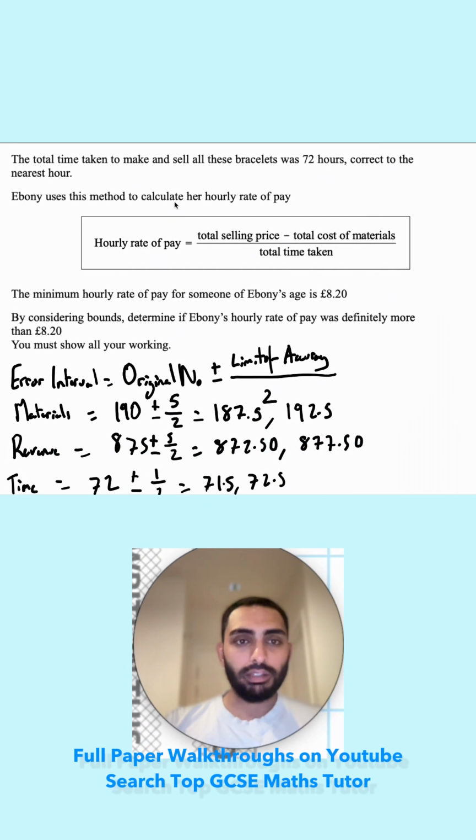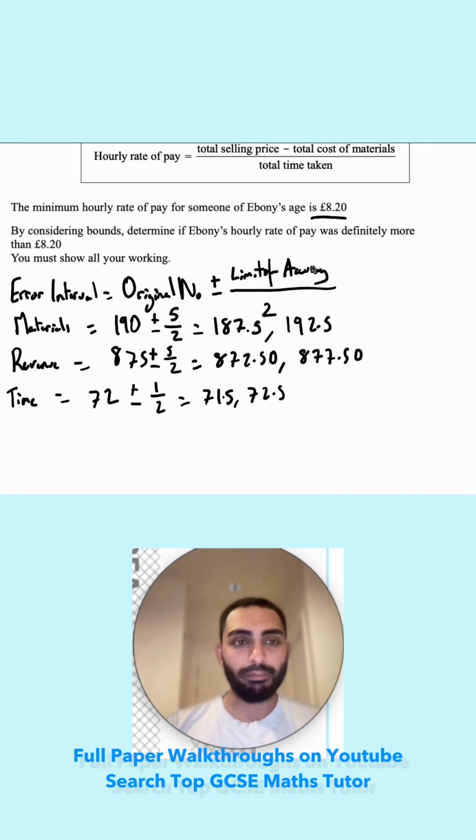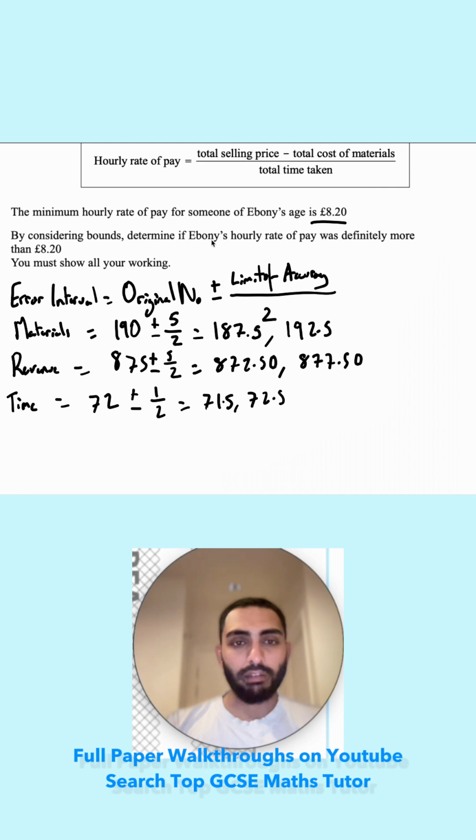Ebony uses this method to calculate her hourly rate of pay. The hourly rate of pay is the total selling price, which is this revenue, minus the total cost of materials, that's that one, divided by the total time taken, that's that one. The minimum hourly rate of pay for someone of Ebony's age is £8.20. By considering bounds, determine if Ebony's hourly rate of pay was definitely more than £8.20.